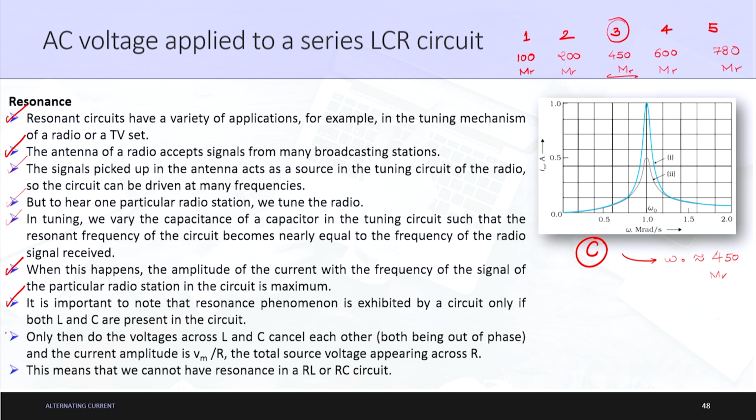Only then do the voltages across L and C cancel each other, being out of phase, and the current amplitude is Vm upon R, the total source voltage appearing across R. So, an RLC circuit is very important for a radio to work. This means that we cannot have resonance in an RL or RC circuit, because in RL, C will be equal to 0 and in RC, L will be equal to 0. That is the end of this slide, and that is the end of this concept of resonance also.